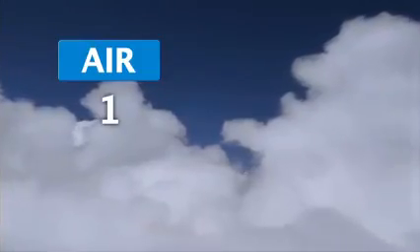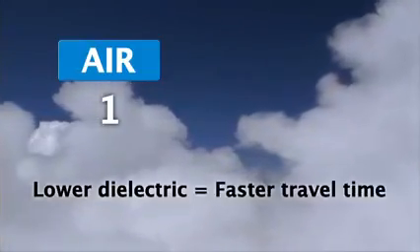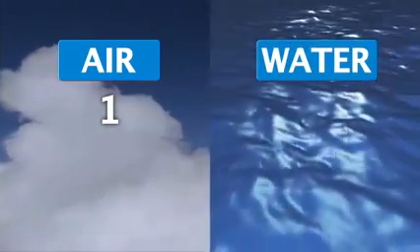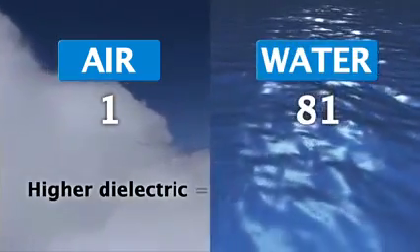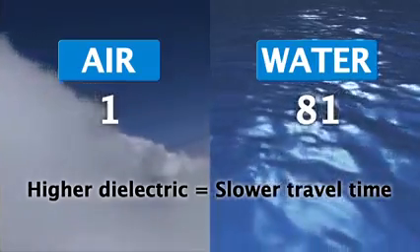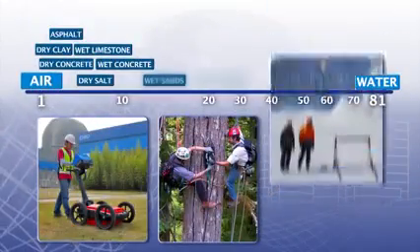Air has a dielectric of 1, which means radar travels fastest through air. Water has a dielectric of 81, which means radar travels slowest in water. Every medium in the world falls somewhere in between.